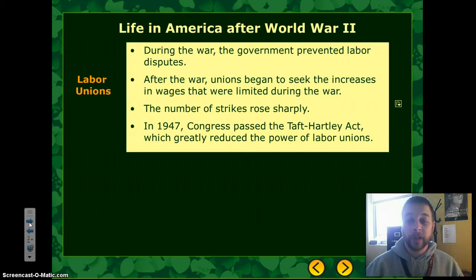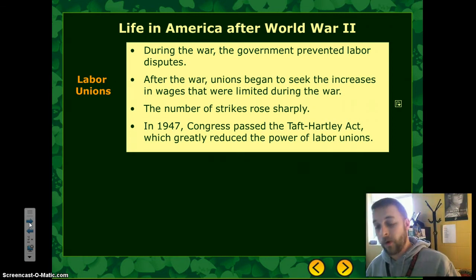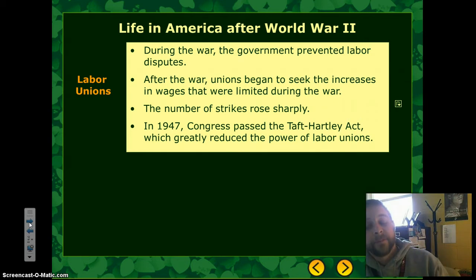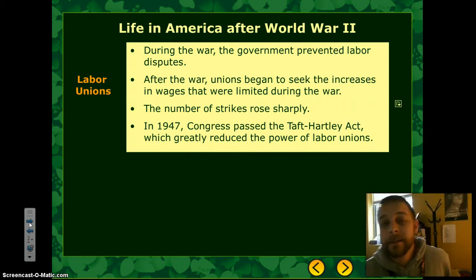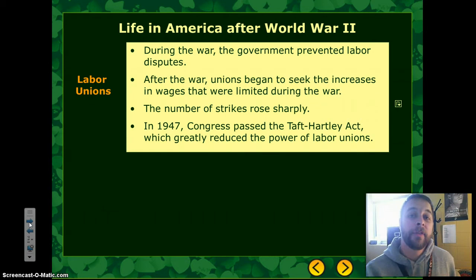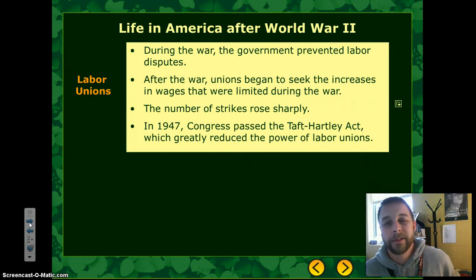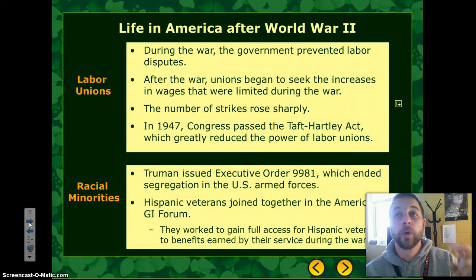All right. Also, during the war or after the war, labor unions kind of say, okay, look, we were quiet during the war. We want our payback. So almost immediately after the war ends, the number of strikes rise very quickly. And in 1947, a Republican Congress passed the Taft-Hartley Act, which Truman vetoed, but they overrode his veto. And this does greatly reduce the power of labor unions. For instance, it calls for a cooling off period.